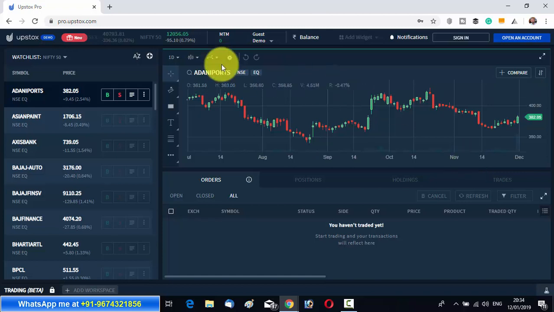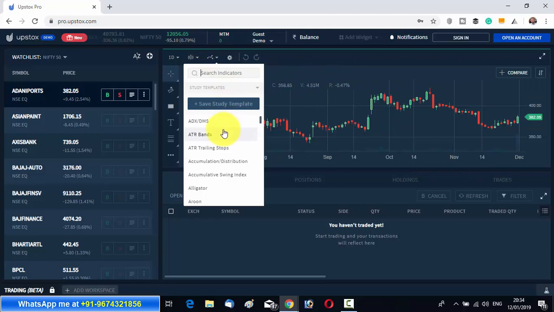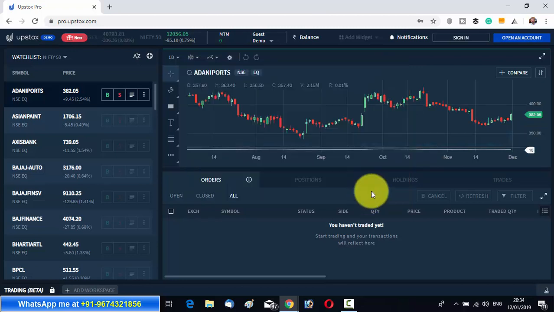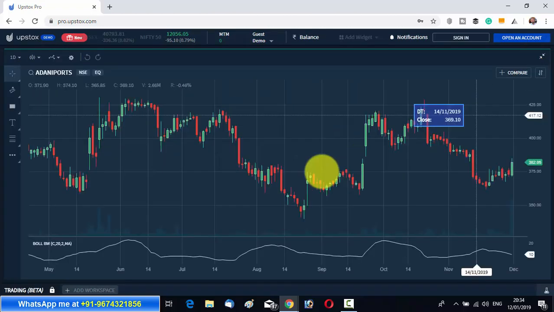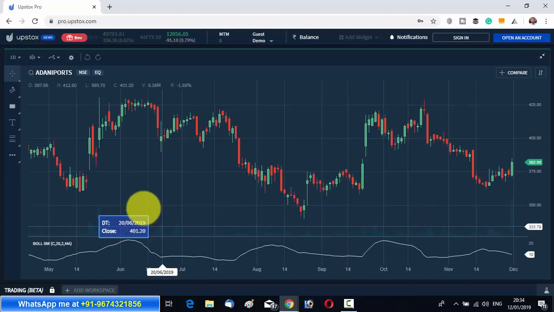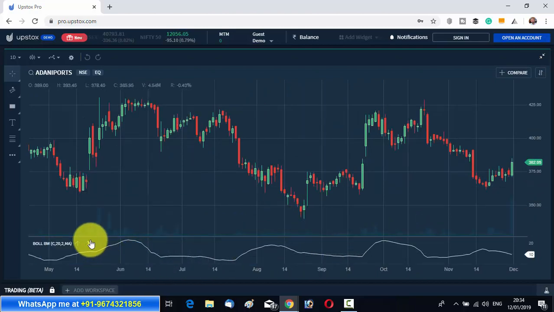So here is the indicator section. In the indicator section, there is Bollinger Bandwidth. Simply click on that. Here are the default parameters. Let us keep everything default and click on apply. So your Bollinger Bandwidth will be attached to the chart. I have maximized the chart and you can see the Bollinger Bandwidth indicator over here.